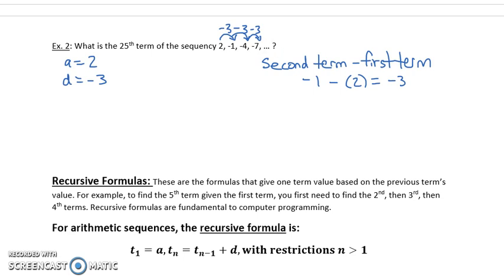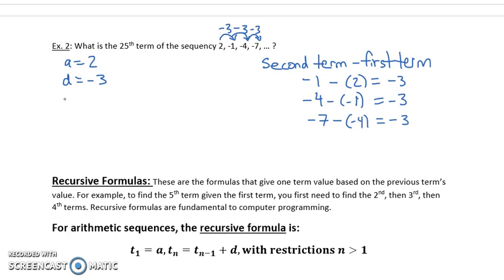Then I'm going to take the third term minus the second term. So that would give me negative 4 minus negative 1. And if you subtract a negative, it's like adding it. So you get negative 3 again. And negative 7 minus negative 4 is going to give me again negative 3 because we add the 4 to negative 7.